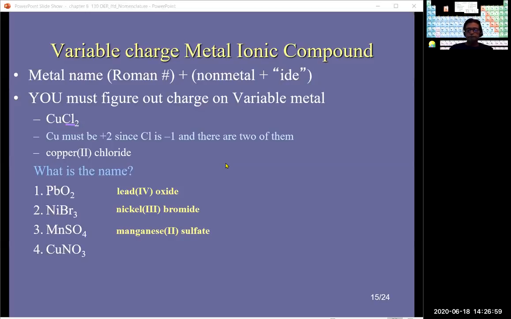Again, we're dealing with a polyatomic ion, NO3. In this case, it's nitrate. Copper and nitrate has a -1 for the whole polyatomic ion. That tells you that copper must be a +1. So it's copper, Roman numeral 1, nitrate.